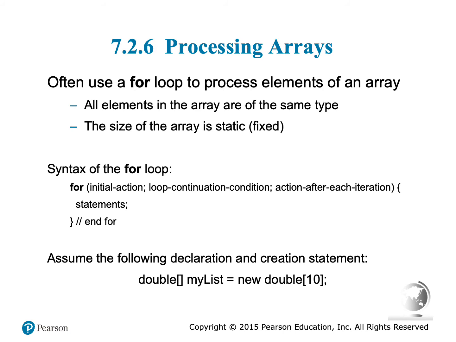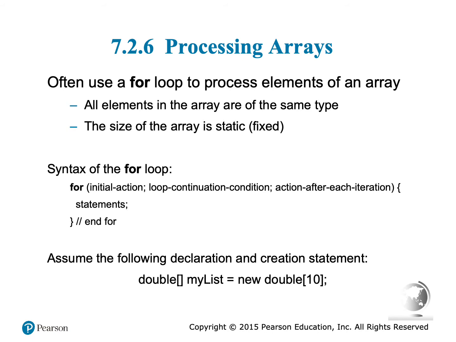When we process an array, a for loop is ideal because all of the elements in an array are of the same type and the size of the array is static. So we know in advance, or can easily ascertain, the number of elements in the array as well as the index of the last element of the array. You will recall the syntax of the for loop as shown in the slide.